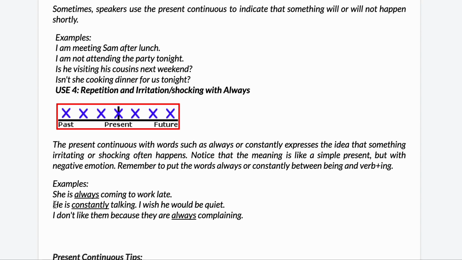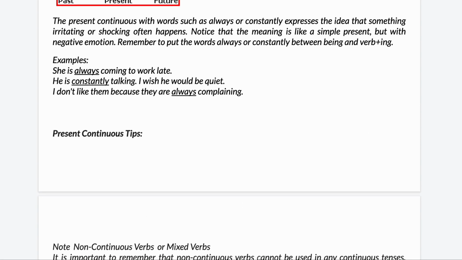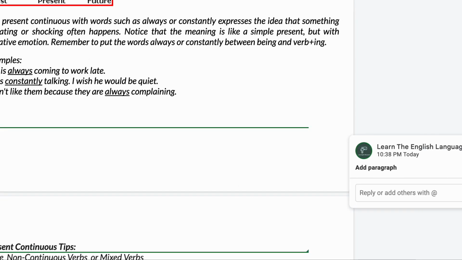Let's say you're sitting in a class with your classmates, and the teacher is teaching you a very important lesson, and one of your classmates is annoying, meaning that he or she is talking constantly and doesn't stop. So it's called shocking, irritating. The third one says, I don't like them because they're always complaining. Always means this is something that happens all the time. This is what we need to know.